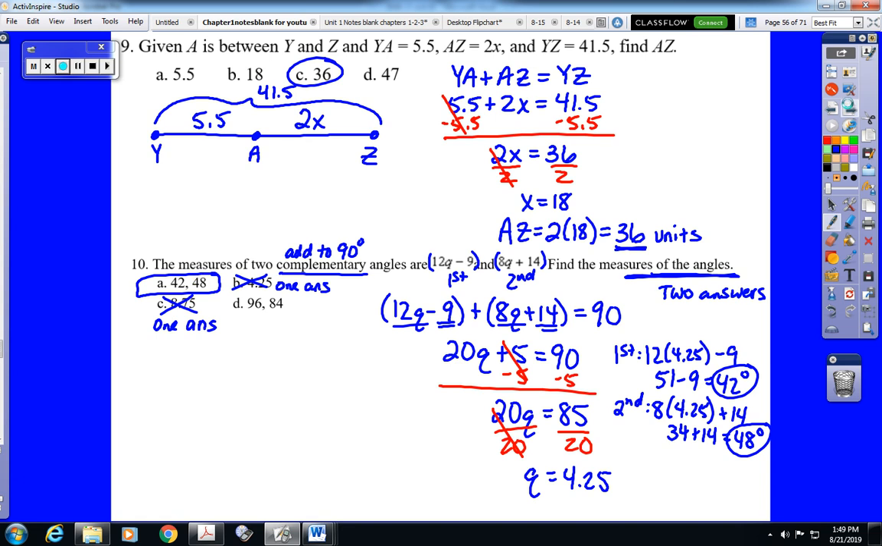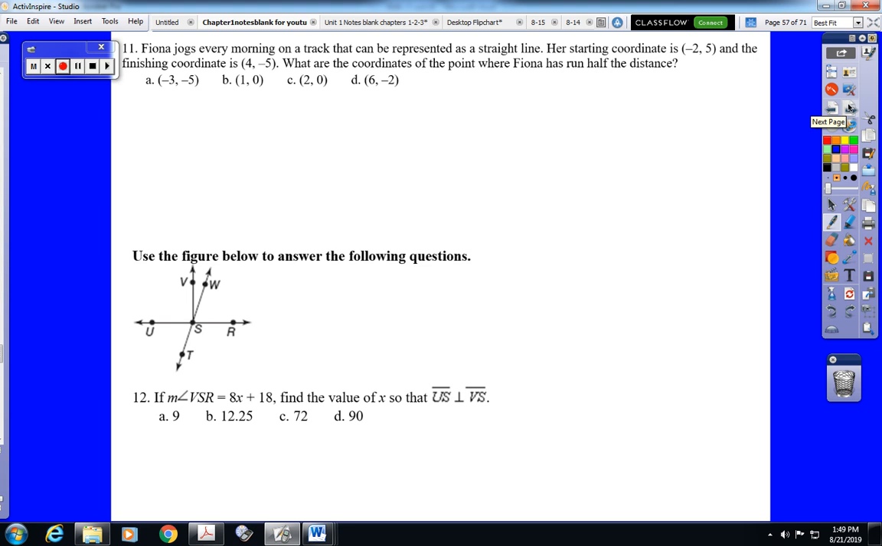Number 11 is a midpoint formula problem. The reason we know it's a midpoint formula problem is they're asking for the coordinates where they've run half the distance. So this is a midpoint problem. Again, you'll have this formula. You do not need to have it memorized. The midpoint is x1 plus x2 divided by 2 for the x coordinate, and y1 plus y2 divided by 2 for the y coordinate.